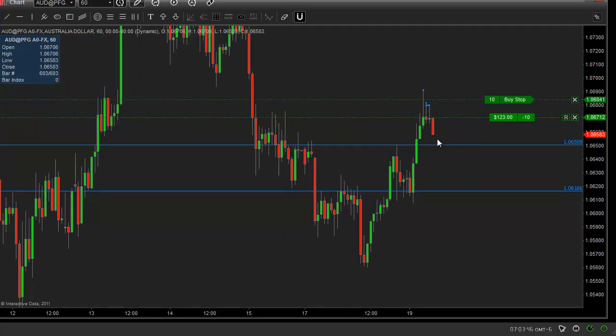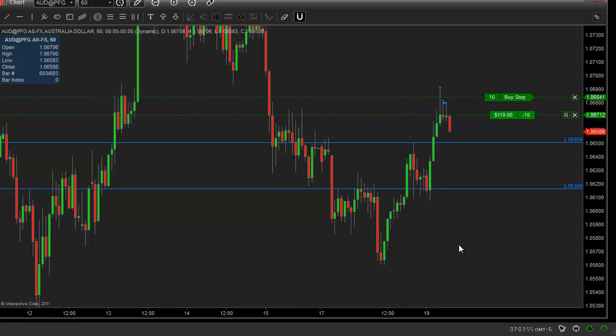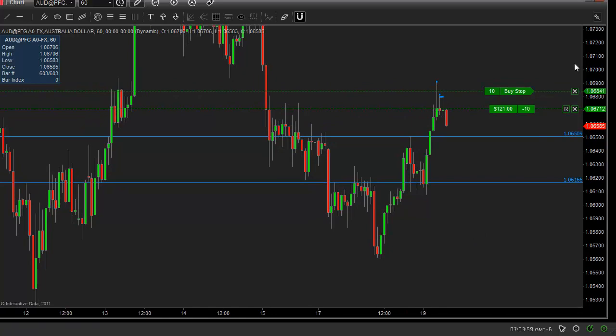Coming into the resistance level identified by the fact that the market was unable to break above it, and now at the beginning of the hour here at 7 o'clock, we see that market pulling back. So again, I'll just watch it and we'll come back to it to show you how the trade plays out.